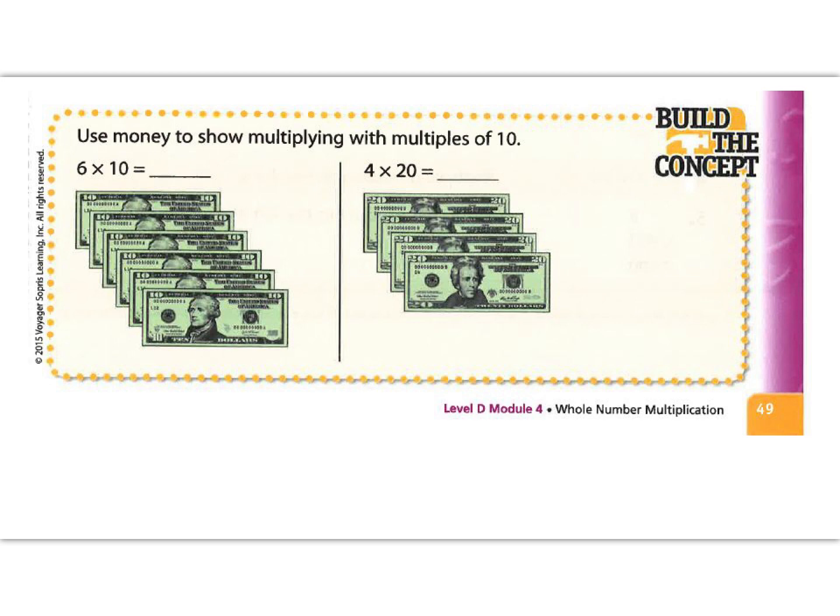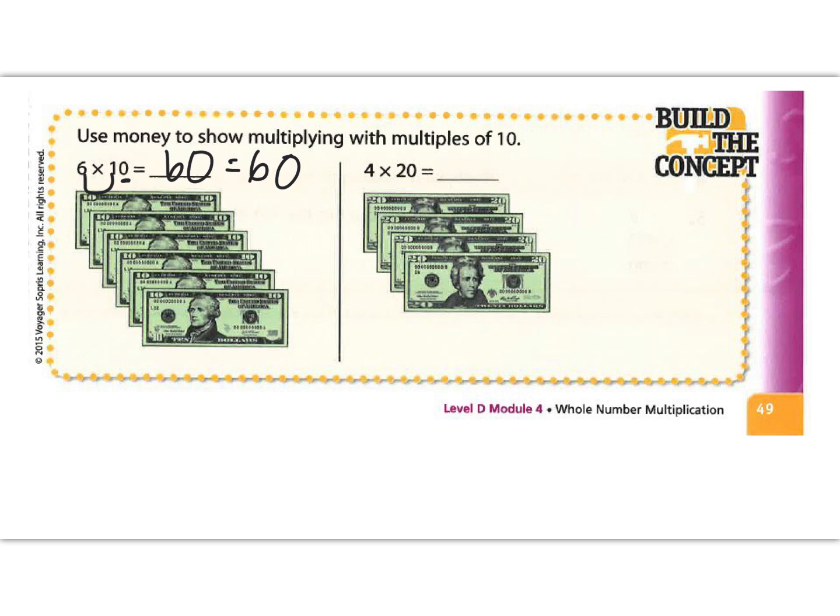All right, so now we're going to use money to show multiplying with multiples of 10. So 6 times 10, and I think we know that, but if we count 10, 20, 30, 40, 50, 60, so we would write 60. We can also think, oh, there's 1 zero, and then you would do 6 times 1, which is 6, so it's the same thing, 60.